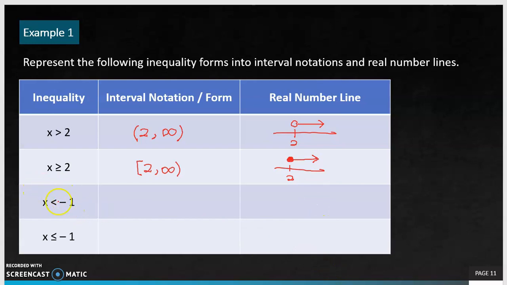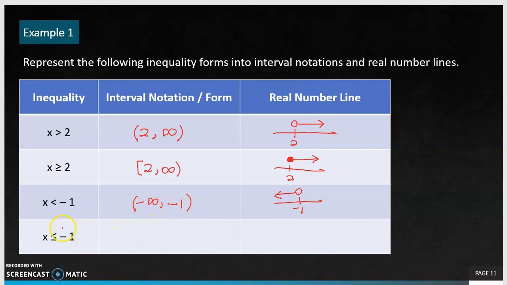For less than, x less than -1, which is not included, we know that this is a round circle. Since it's less than, it will approach negative infinity. Negative infinity has to be put on the left-hand side, until -1. -1 is not included, so here is a round bracket. Now we have the value of -1, not included. Since we approach negative infinity, the value is getting smaller and smaller, so the arrow is supposed to point to the left.